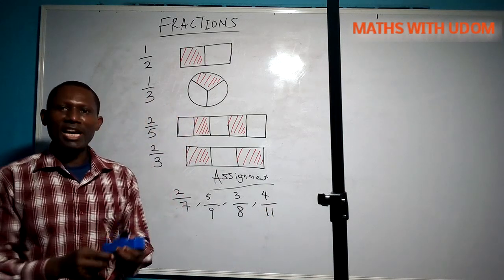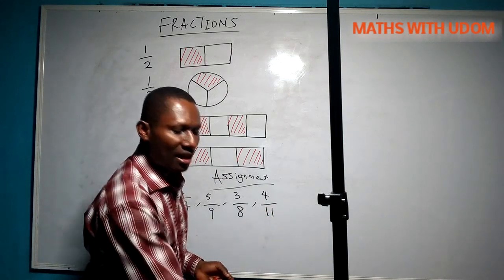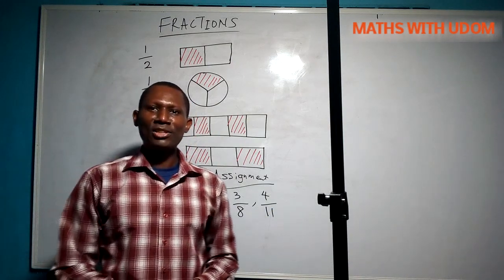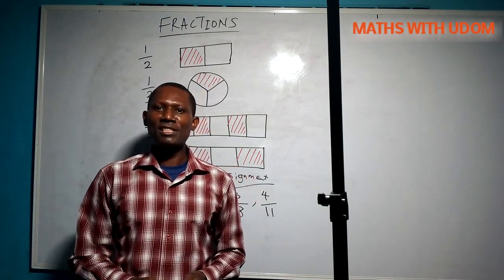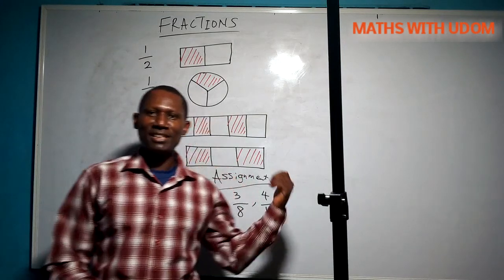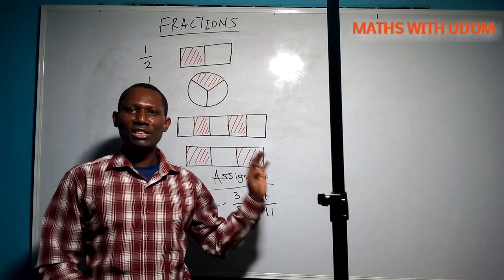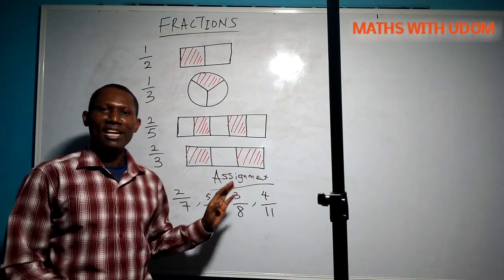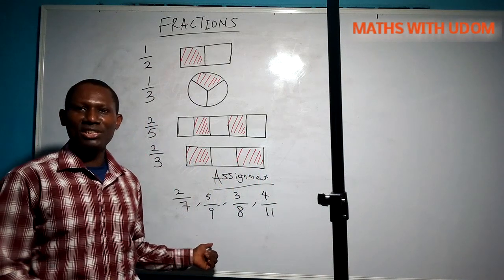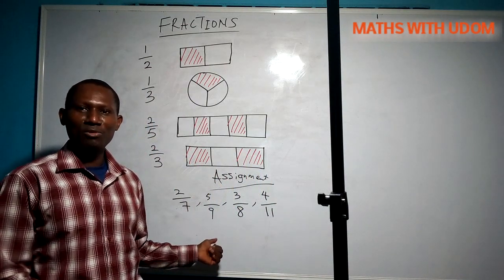So we have come to the end of today's class. My name still remains Okon Udom, and we have looked at different pictorial representations of fractions. An assignment has been given. Ensure you go through it over and over again and solve your assignment. Show it to your teachers and your parents to go through it for you.